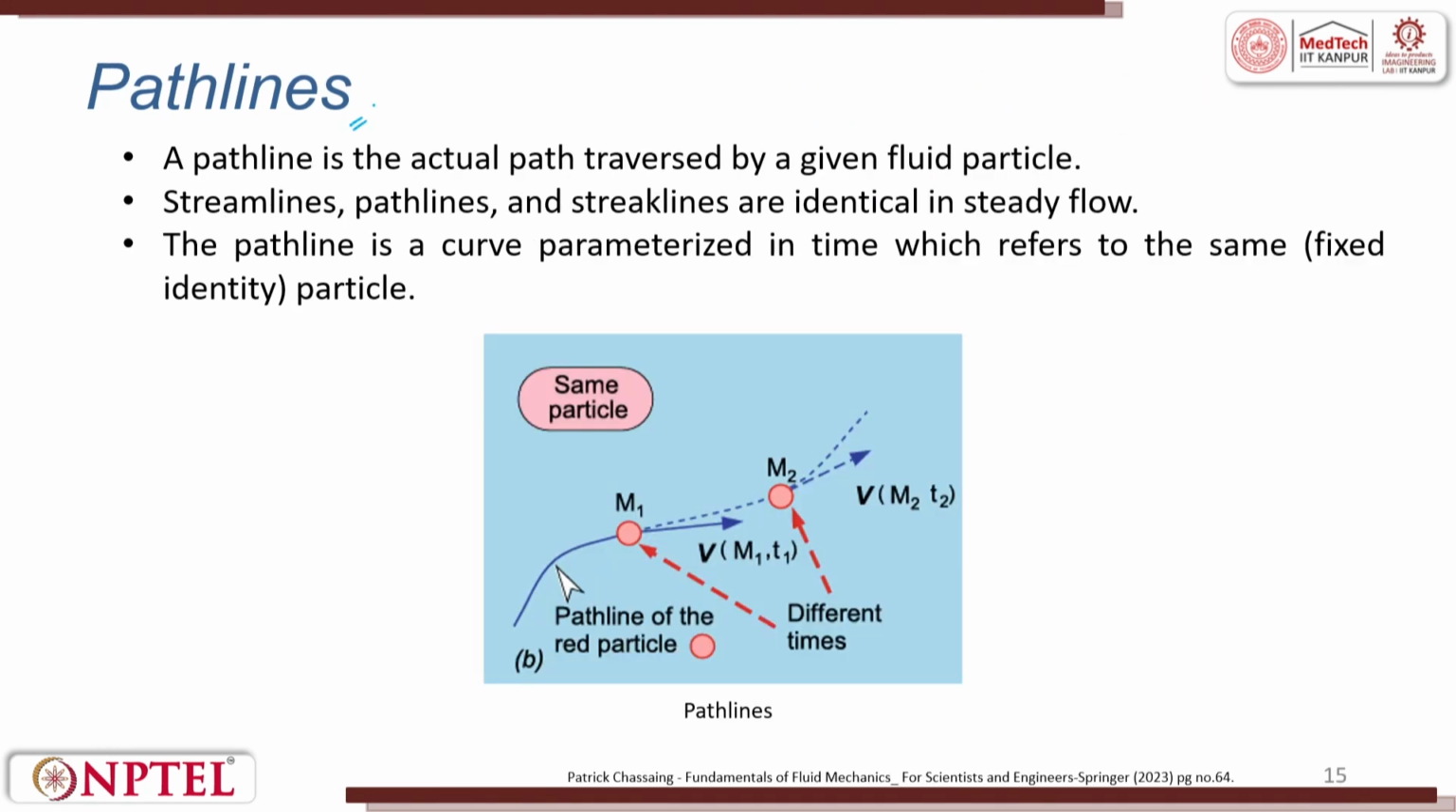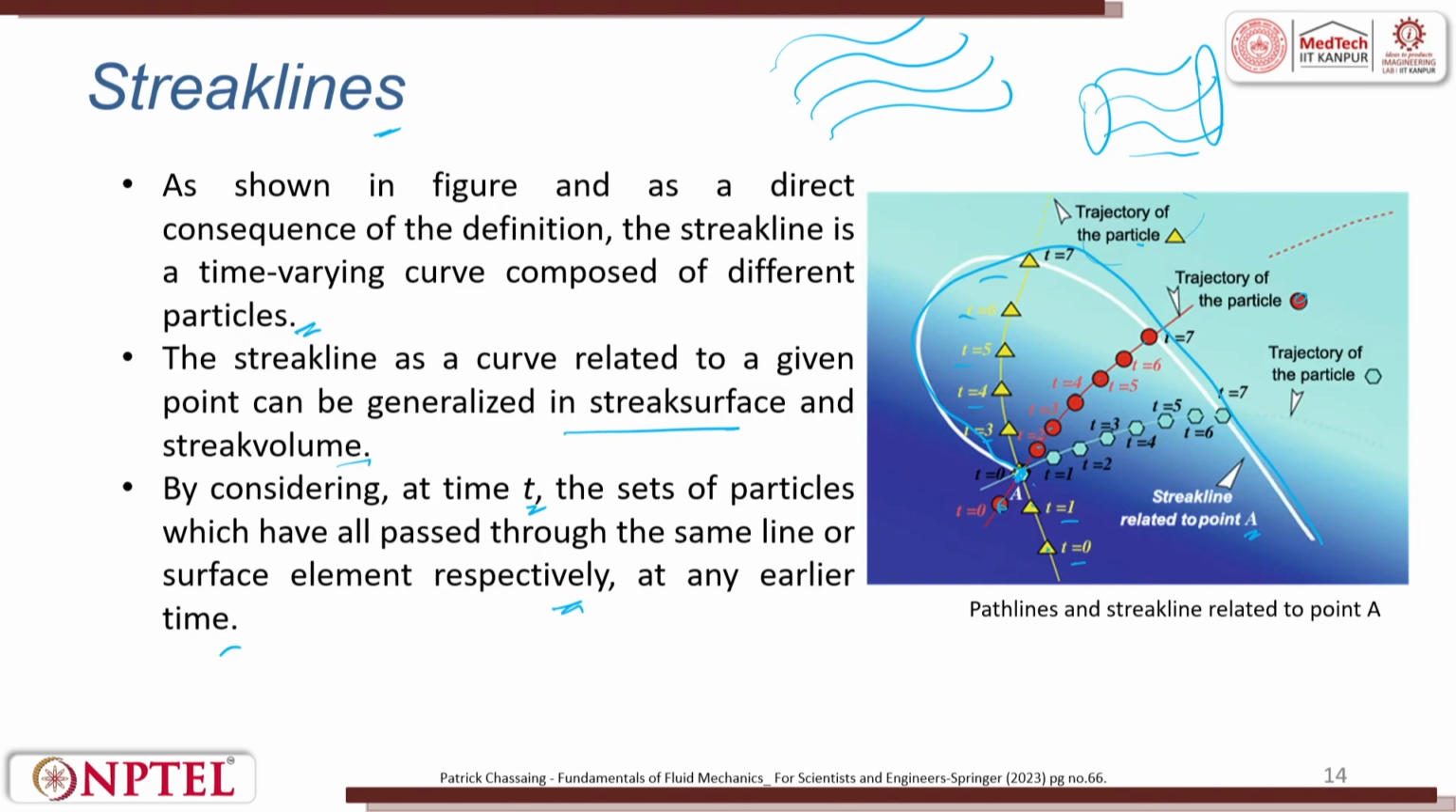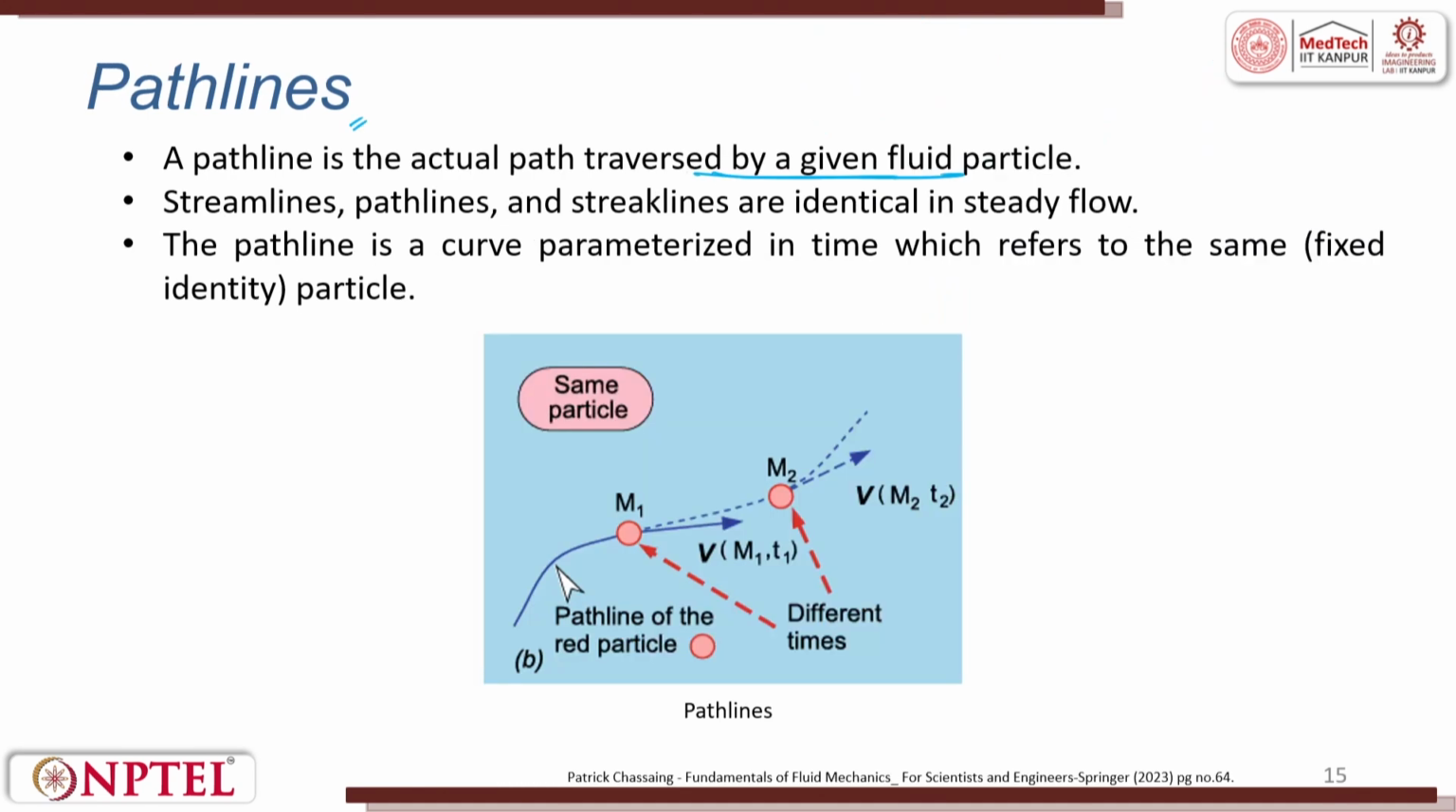Path lines. A path line is the actual path traversed by a given fluid particle. So, for a streak line you take a locus of particles and then you draw it. A path line is exactly what it has travelled. A path line is the actual path traversed by a given fluid particle. Streamlines, path lines, and streak lines are identical in a steady flow.